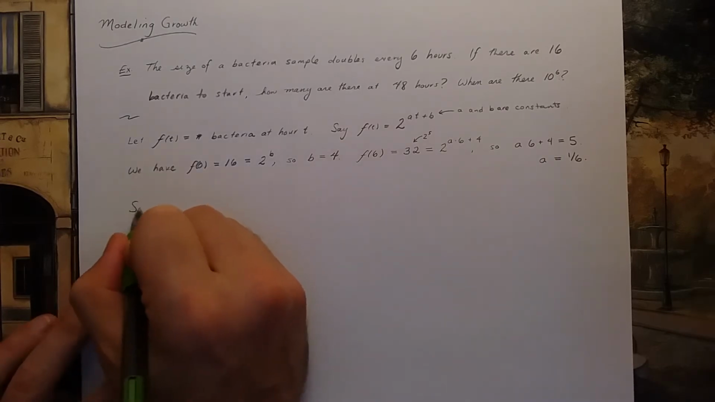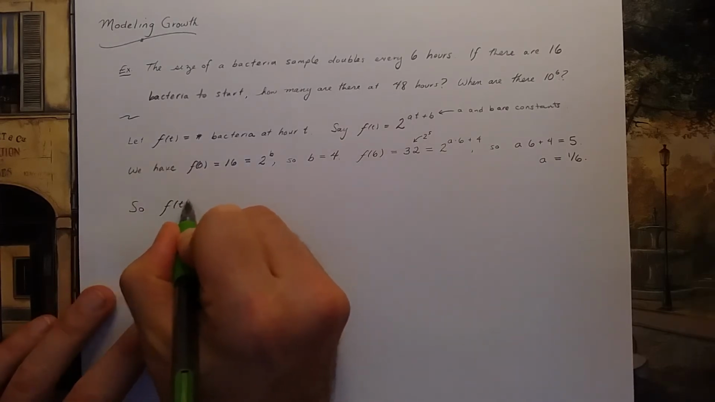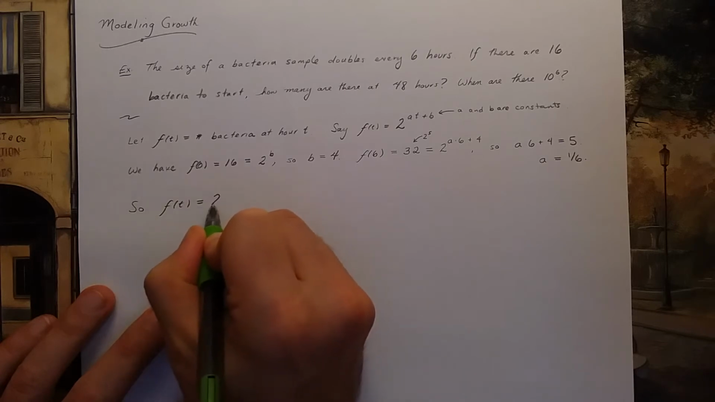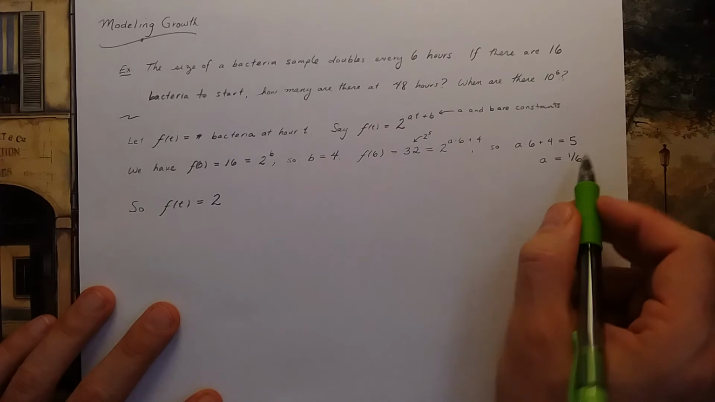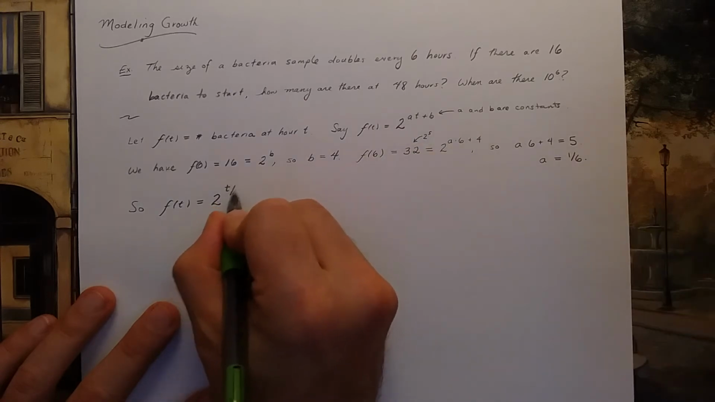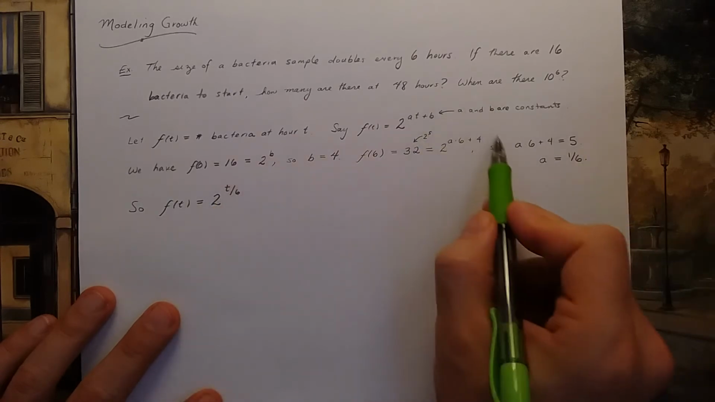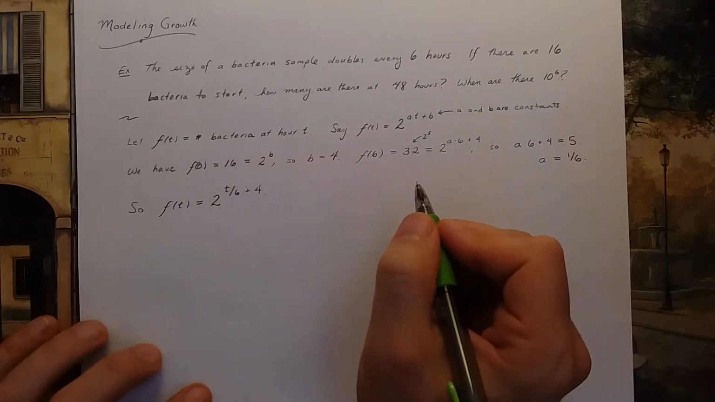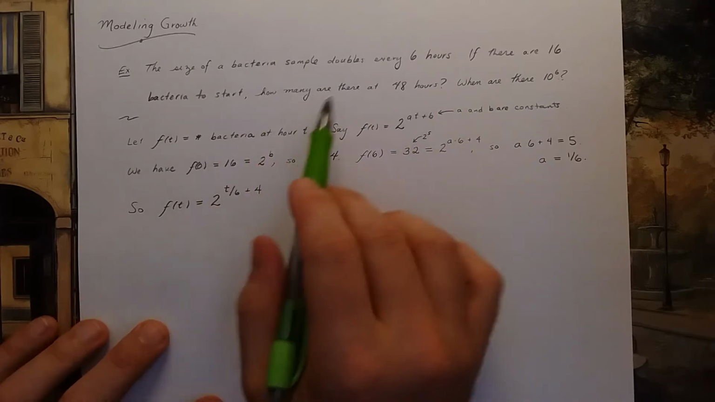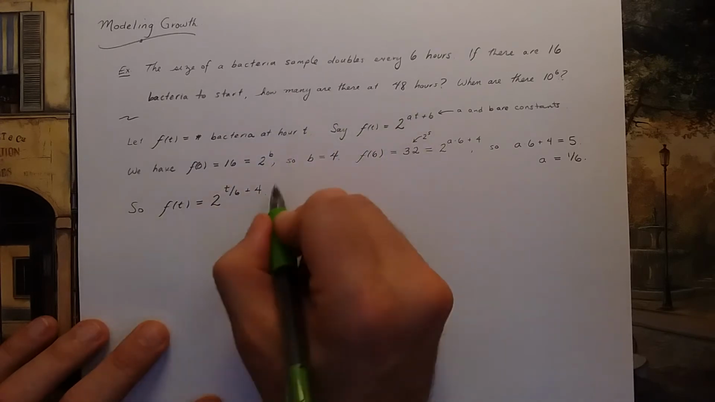Therefore, I know my function f of t at this point is 2 to the t divided by 6, plus 4. Now I can use this function to answer the questions.